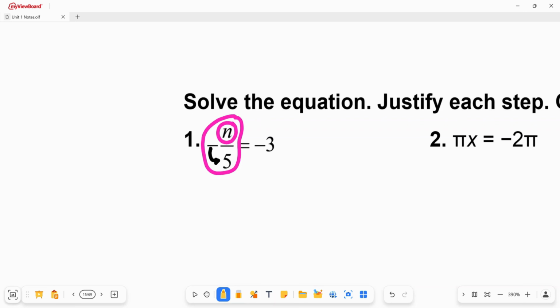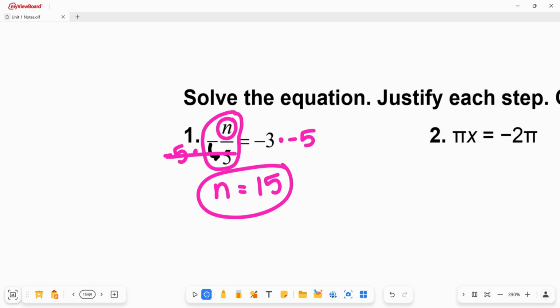Notice how my circle is kind of weird shaped, and that's okay. So the opposite of dividing by negative 5 is going to be multiplying by negative 5, because that'll cancel those out. So I just have my n. Negative 3 times negative 5 is a positive 15.